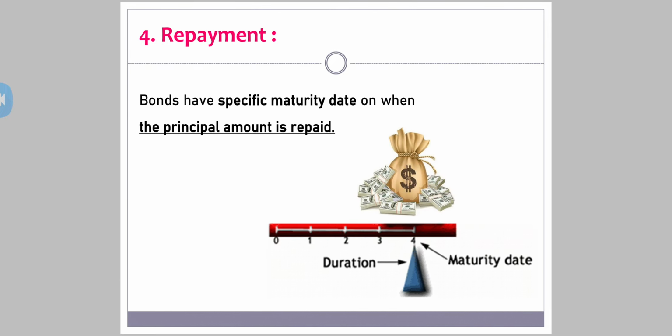Now see here, it's very important. Bonds have specific maturity date, a fixed maturity date on which the principal amount is repaid. See, the duration and the maturity date, that is the time period and the date is always there, it's mentioned on that bond certificate. So repayment, company is going to repay after certain period of time at the maturity date, and that repayment would be the principal amount. Done. So these are the 4 features regarding bonds.